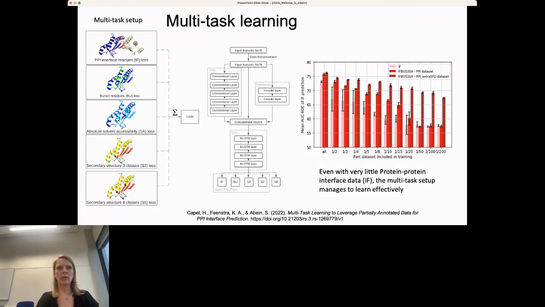But now the really interesting thing comes, because this is more like a proof of principle, if we throw out even more data. So what if we reduce the amount of protein-protein interface annotated data even more? And so here we go even back to a 200th part of the data. So we take a factor 200 and reduce the interface data by that amount. So we really have very few data to learn over.